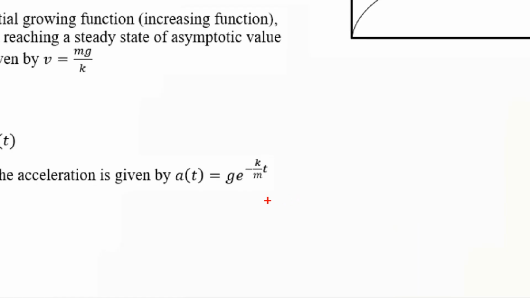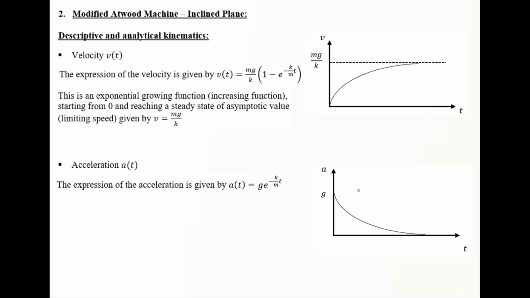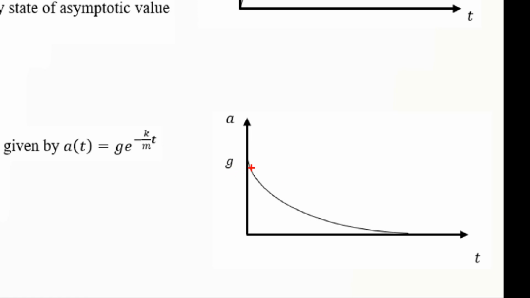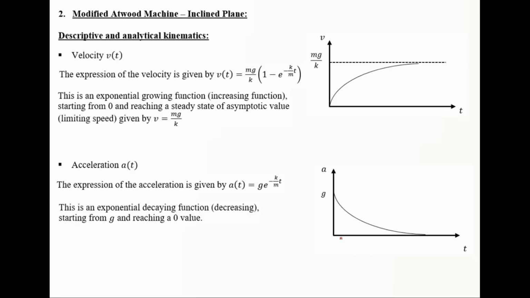Let's consider the limiting cases. Initially, the acceleration is given by g, and the final value for the acceleration is given by 0. Then in this case, we expect that the shape of the curve would be something like this, a decaying exponential function. This is an exponential decaying function decreasing starting from g and reaching a 0 value.